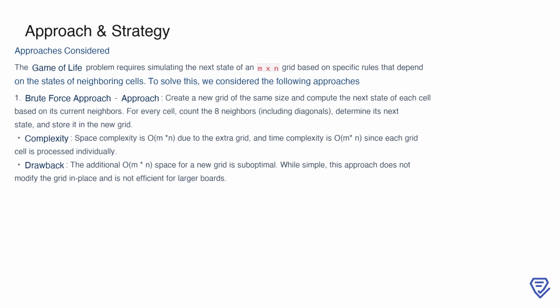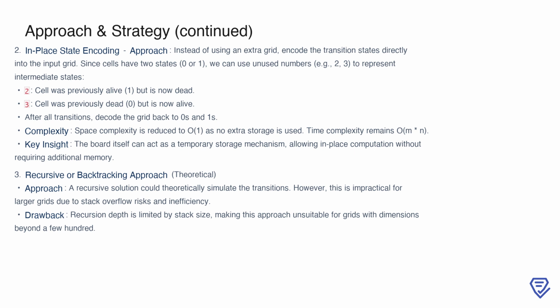Additionally, although the time complexity remains O(m*n), since every cell is processed individually, the additional memory usage makes this method less efficient for larger boards. This simplicity is a trade-off against memory efficiency, prompting the need for better strategies. An alternative and more efficient method is the in-place state encoding approach.